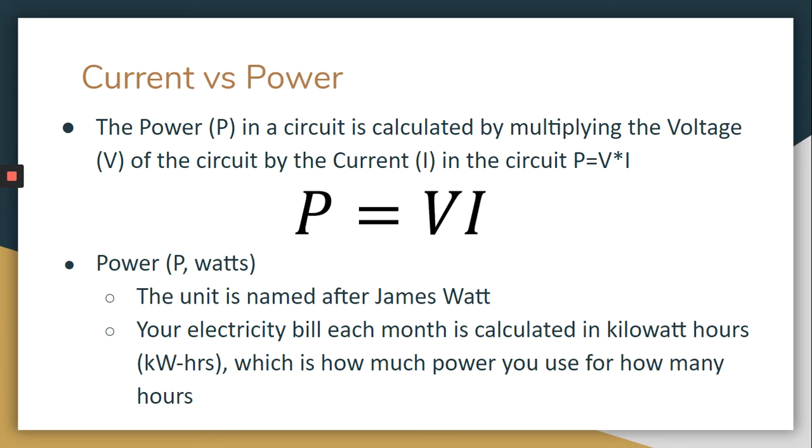Your electricity bill each month is calculated in kilowatt hours. We discussed what the prefix kilo means. It means 1,000. So how many 1,000 watt hours you use. So if you used 1 kilowatt continuously for a day, which is 24 hours, that would be 24 kilowatt hours. And that's how much the electric company bills each home.